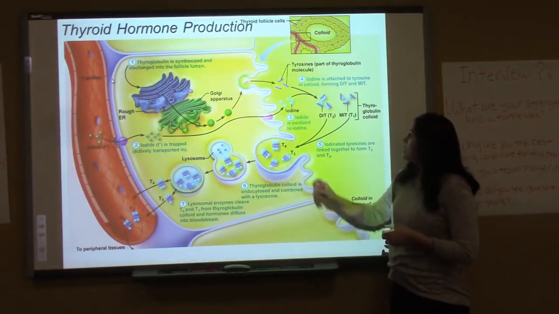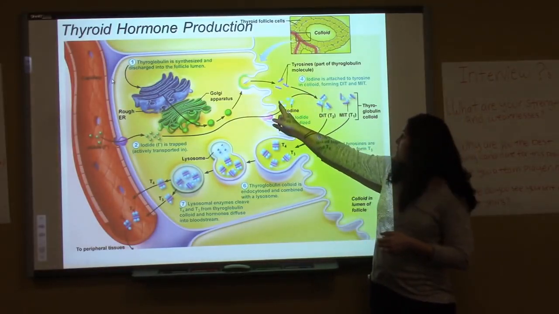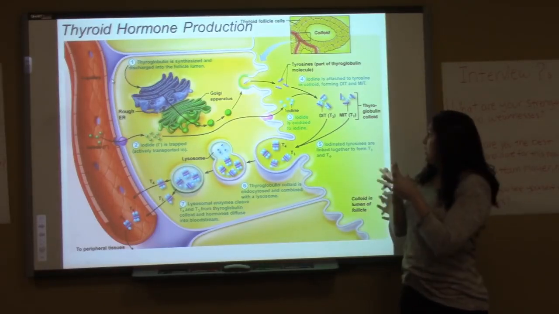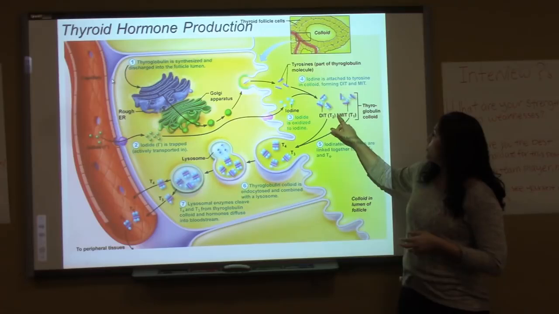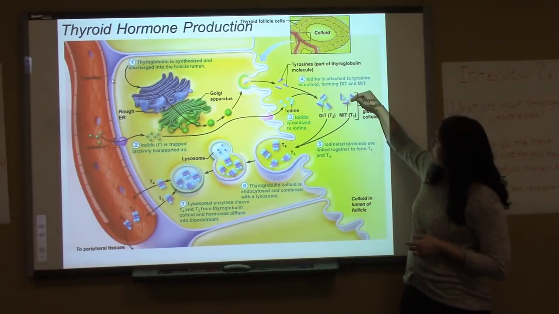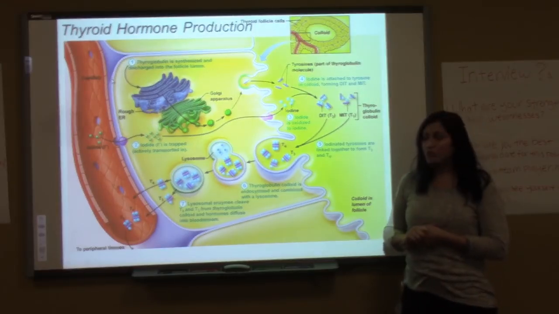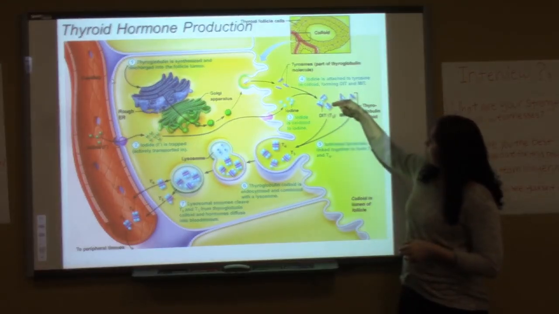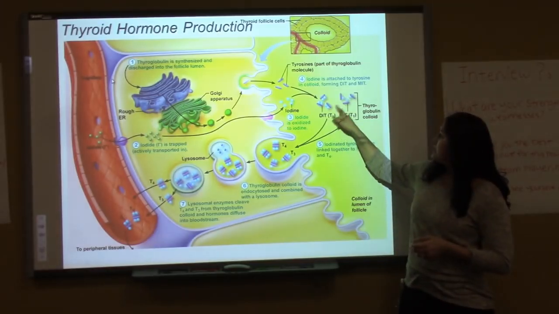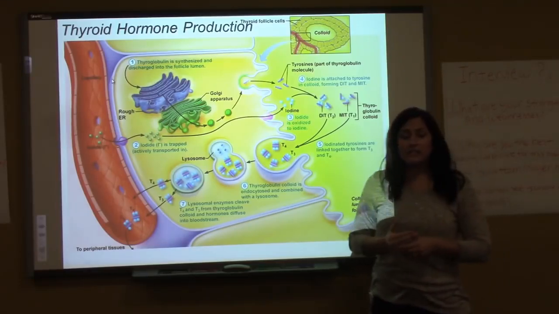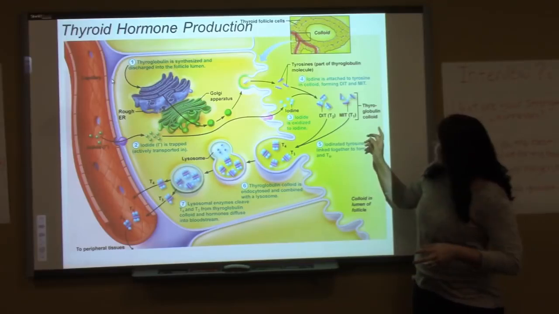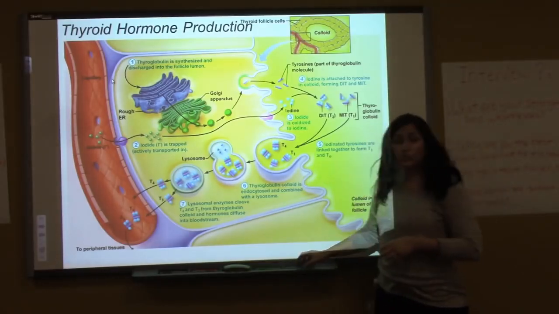Now let's see what happens. As soon as in the colloid you have the protein and you have the iodine molecules, they will be combined, giving you MIT and DIT. So MIT is one protein with one iodine molecule. DIT is one protein with two iodine molecules. So MIT and DIT. Once MIT and DIT have formed, now they come together creating T3 and T4.